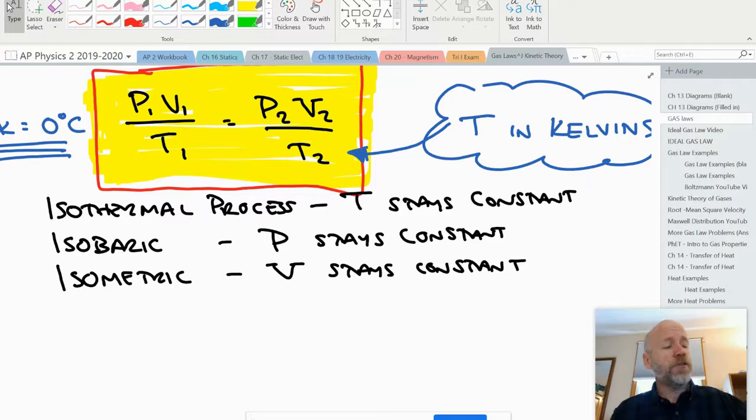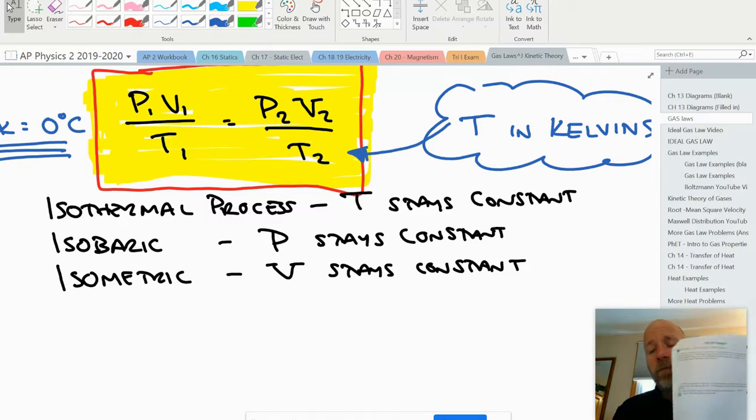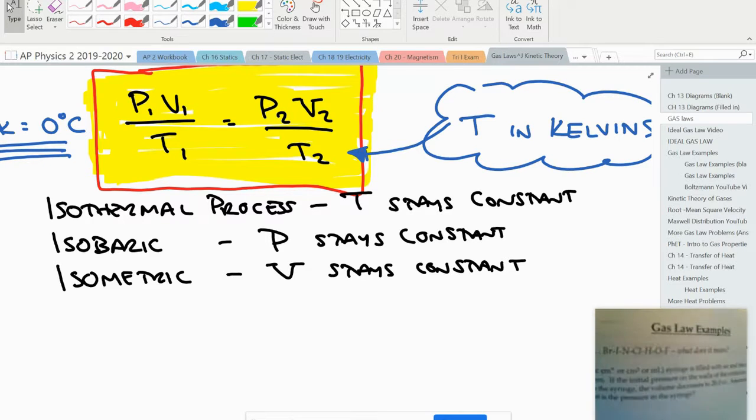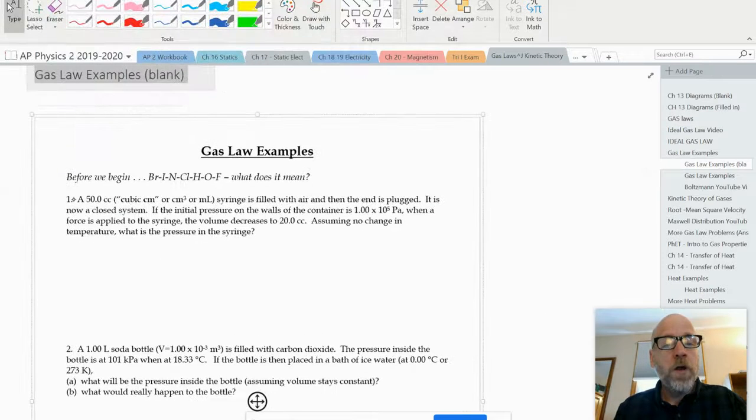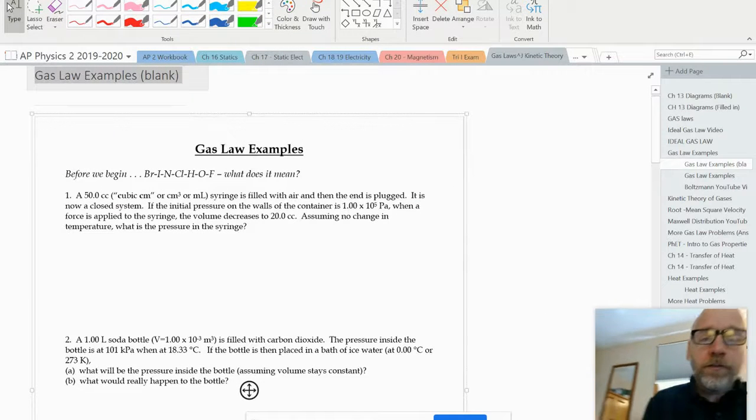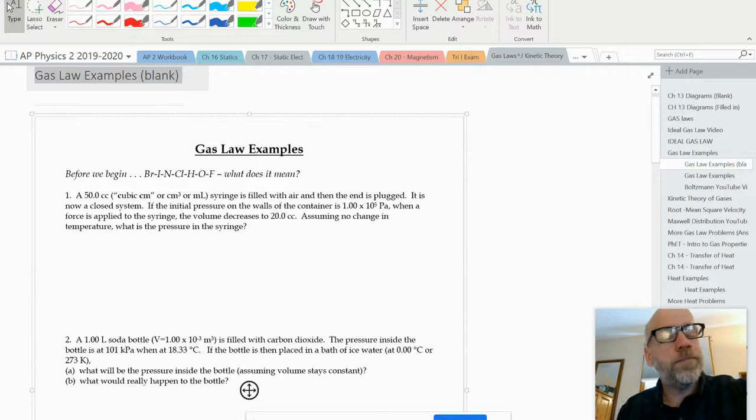So, take out your calculator. Take out this worksheet titled Gas Laws Examples. And let's bang through them. So, gas laws examples. Before we begin, what's that say?